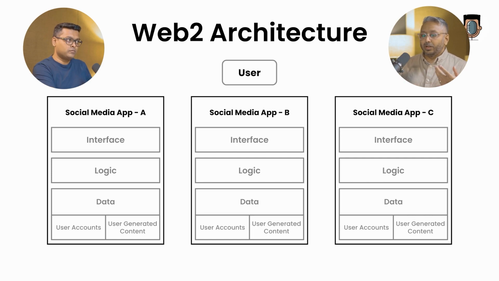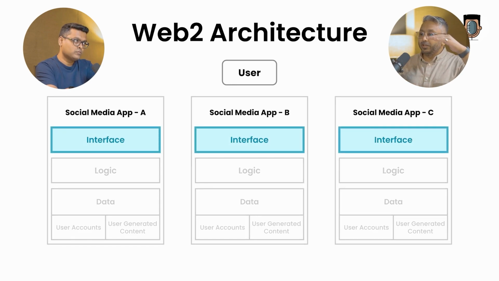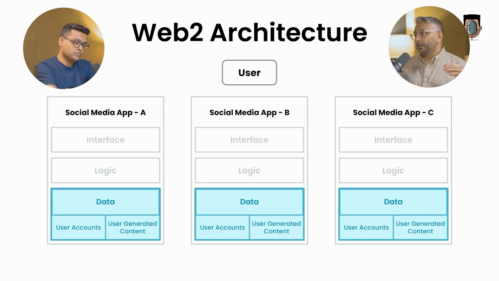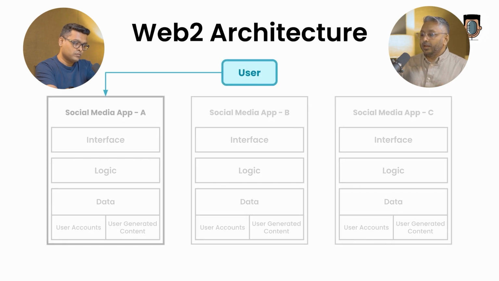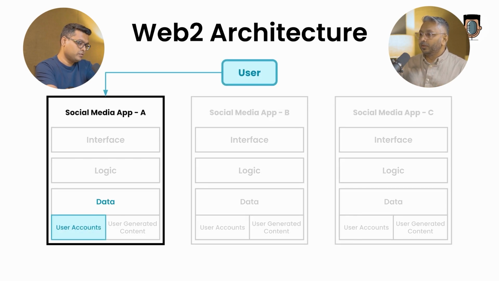In Web3, because the data is owned by and available to everybody, it changes the nature of applications. I'm just showing you one diagram here, which is typically the structure of Web 2. An application is a collection of an interface, a logic layer, and a data layer. You can imagine a user going to application A, having to sign up for a user account, and then they can start generating user content on that particular application.